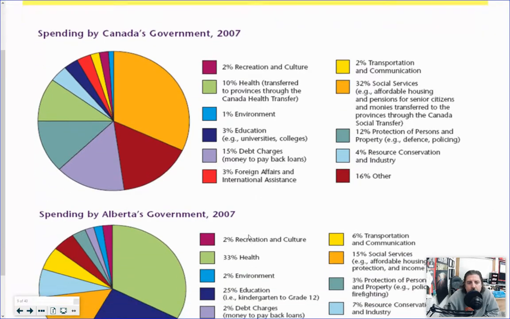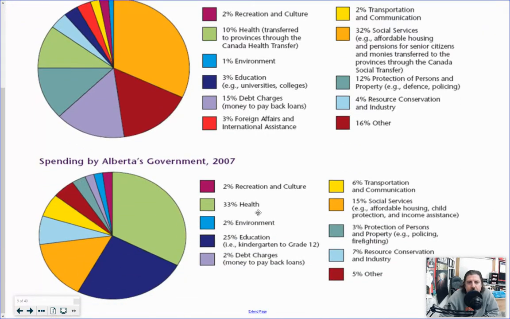So now we look at the provincial governments. We get a lot of our money from the federal government. But then we get to divvy that up. That money that is transferred from the federal government, we as provinces get to decide what goes where. So 33% goes into healthcare. Looks like the next biggest one is 25% goes into education.